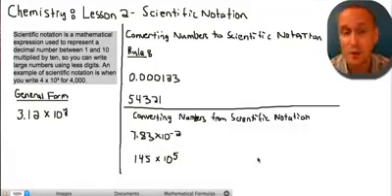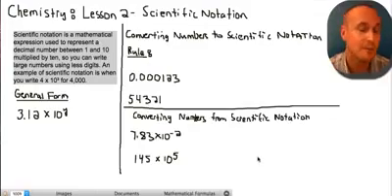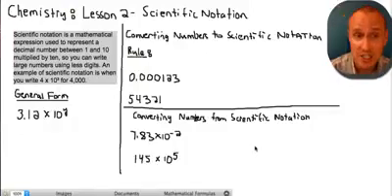Now this is a little bit quicker of a lesson, but it is very important. You have to be able to know how to convert into and out of scientific notation. You'll see it'll become very important when we move on to significant figures. So what is scientific notation?